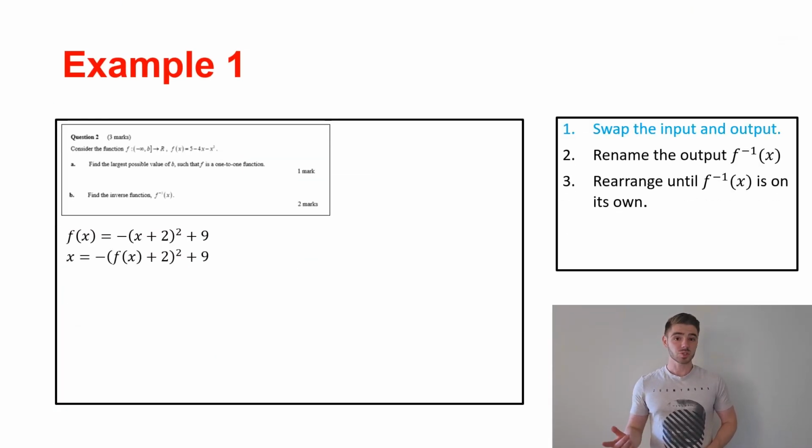Now we can find the inverse. The first thing we do, swap the input and output. It's better to use the turning point form of the quadratic rather than its original form because it makes the algebra much easier.